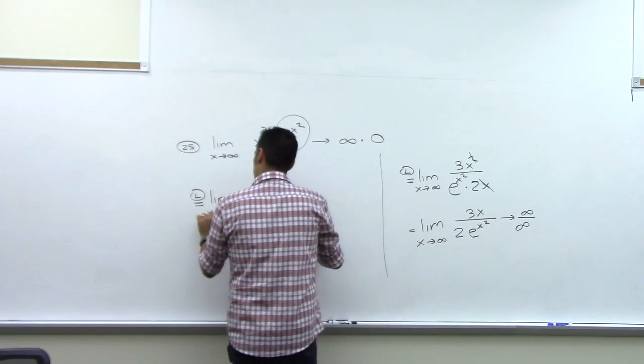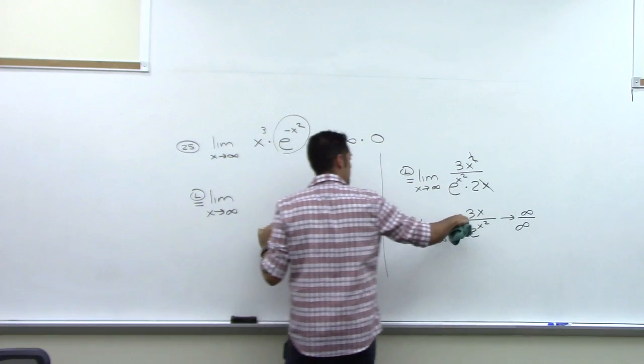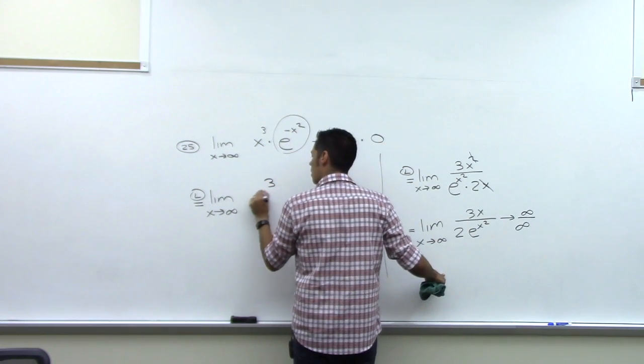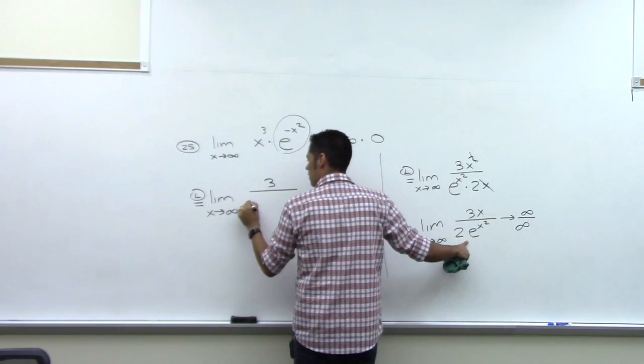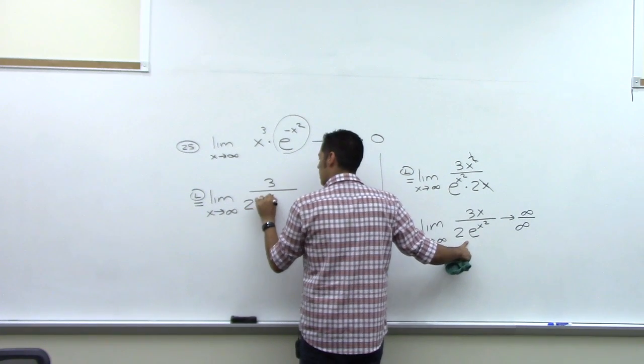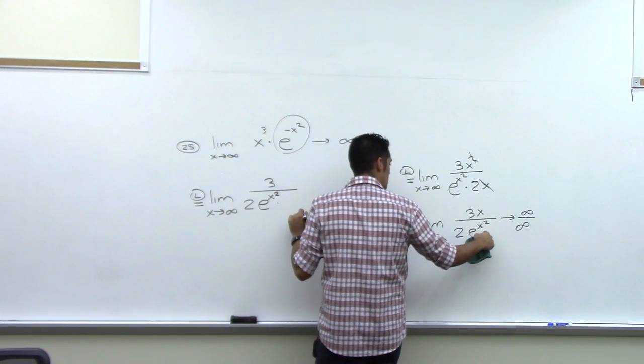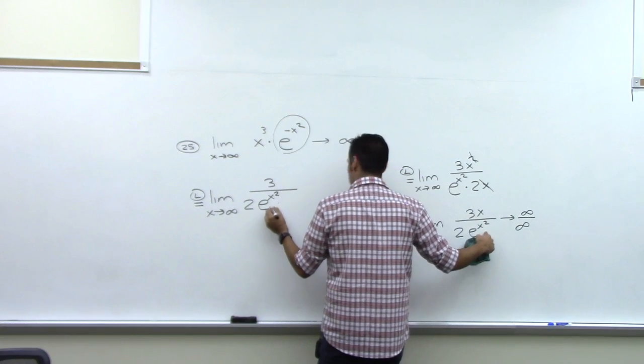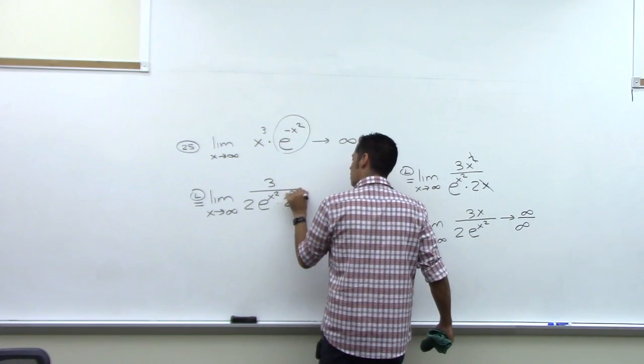Limit as x goes to infinity. The derivative of the top is just 3, over the derivative of the bottom. The 2 comes for the ride, e to the x squared. The derivative of e to the x squared is itself, there it is, times the derivative of what was up here, 2x.